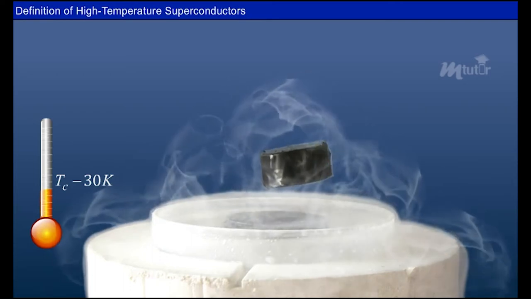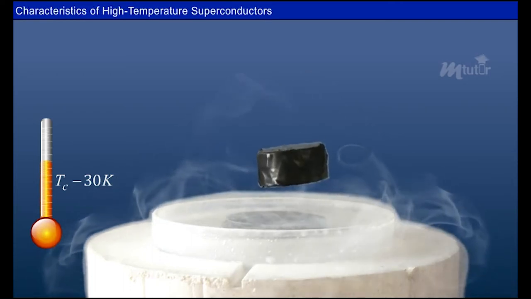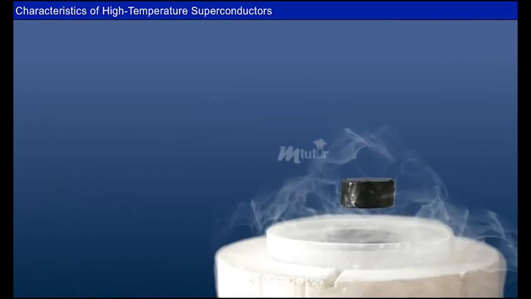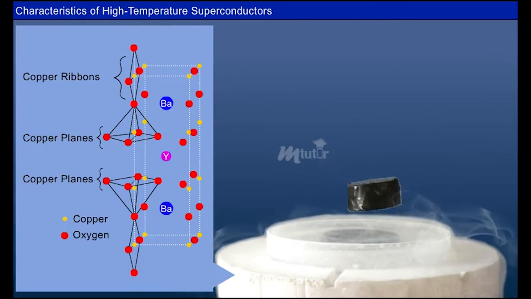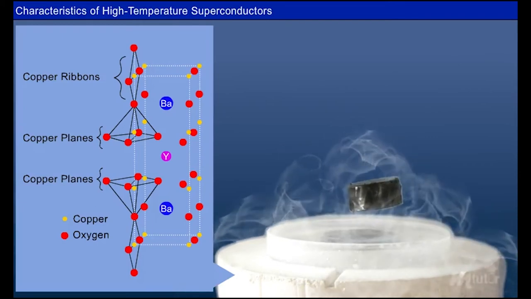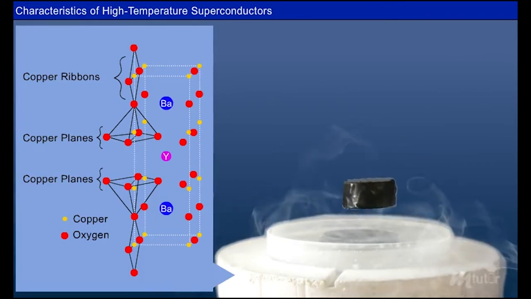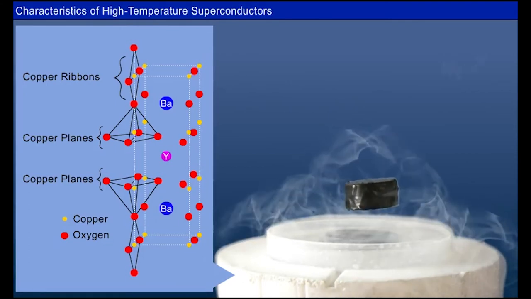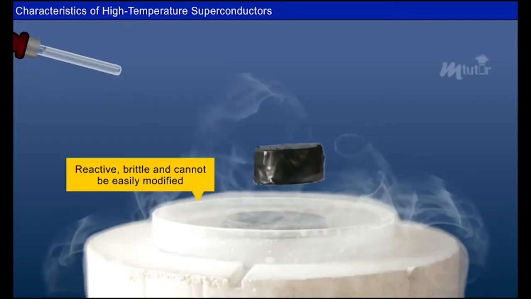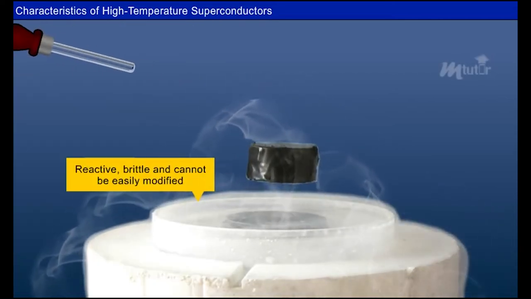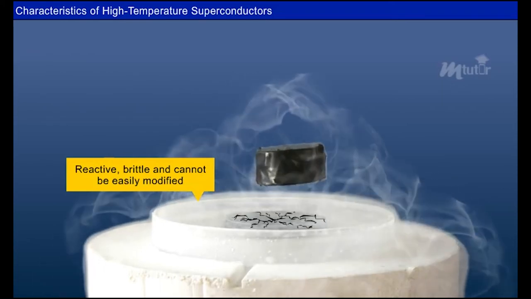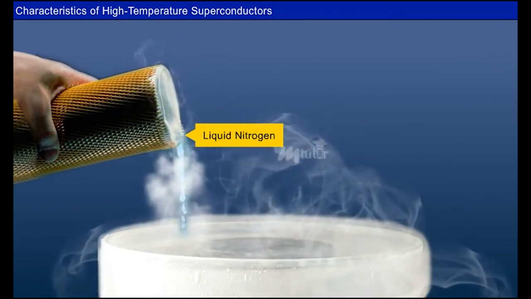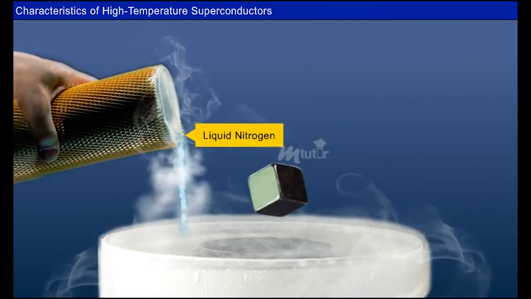The most important characteristic feature of high-temperature superconductors is that the transition temperatures are high. These types of superconductors have a modified perovskite crystal structure. The high-temperature superconductors are made up of oxides of copper in combination with other elements. These superconductors are reactive, brittle, and cannot be easily modified. Liquid nitrogen is used instead of liquid helium for high-TC superconductors.